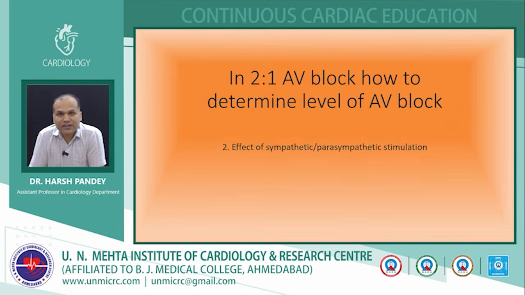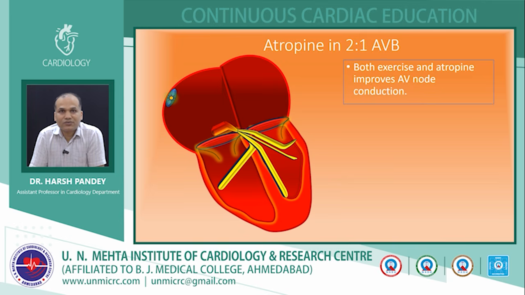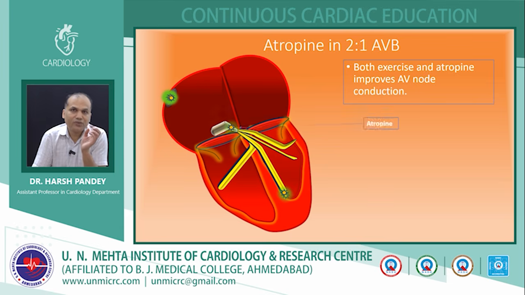Second thing, effect of sympathetic and parasympathetic stimulation. Suppose this patient is having 2:1 AV block, so this P wave is being conducted, another P wave is being blocked here, and another P wave is being conducted. So 2:1 conduction is happening here, and you have given atropine. Once you have given atropine, you are going to stimulate the AV node and the sinus node also. Because you are going to improve the AV nodal conduction, this 2:1 may become 1:1 also. So if it is a suprahisian level of AV block, sometimes this 2:1 becomes 1:1.